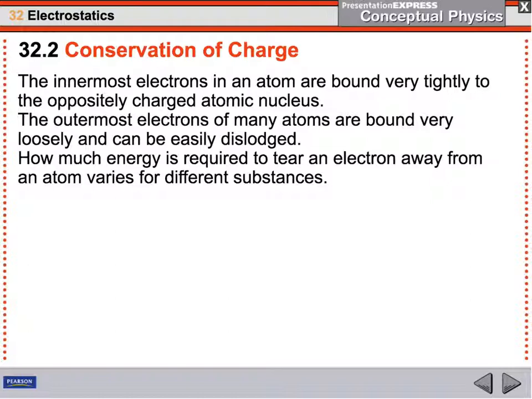The innermost electrons in an atom are bound very tightly to the oppositely charged atomic nucleus. The outermost electrons of many atoms are bound very loosely and can be easily dislodged. How much energy is required to tear an electron away from an atom varies for different substances.